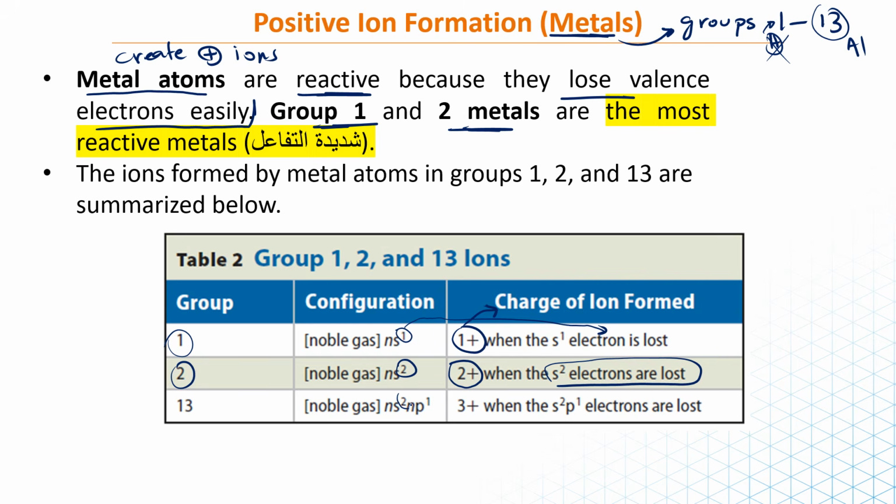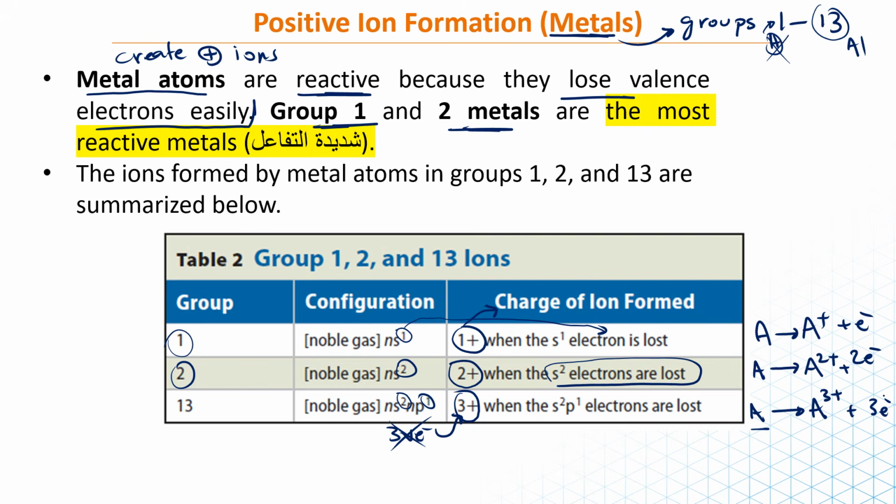Group 13 have how many valence electrons? 3 valence electrons. If you lose the valence electrons, you will create an ion with a charge of positive 3. So if this element was A, it will become A plus. إذا كان هذا A, it will become A plus 2. This one is A, it will become A plus 3. 1 electron here, 2 electron here, and 3 electrons here. هذا فقد 3 إلكترونات، هذا فقد إلكترونين، هذا فقد إلكترون واحد.